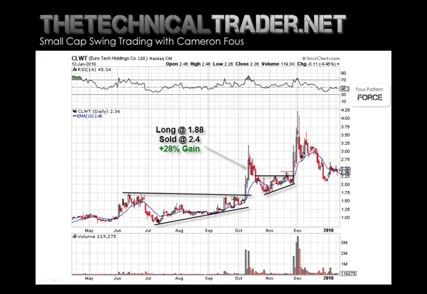But moving forward, two days after I bought, we got this huge rally here, pushing up towards the next whole number resistance at $3, where it peaked out and then started declining back down. So I took my profit, sold at 240, locked in my 28%.